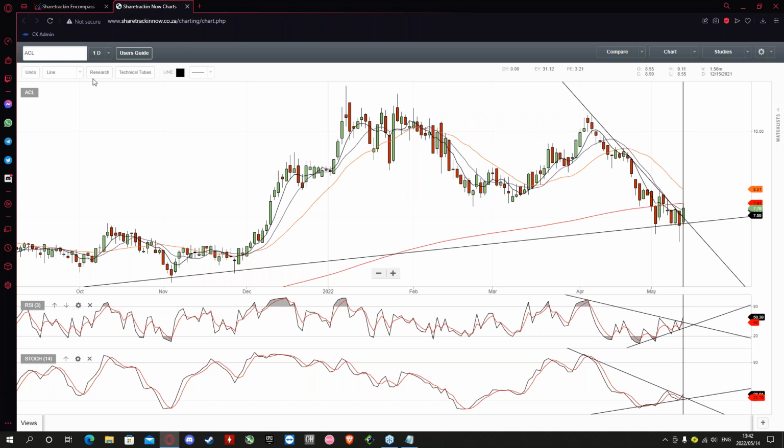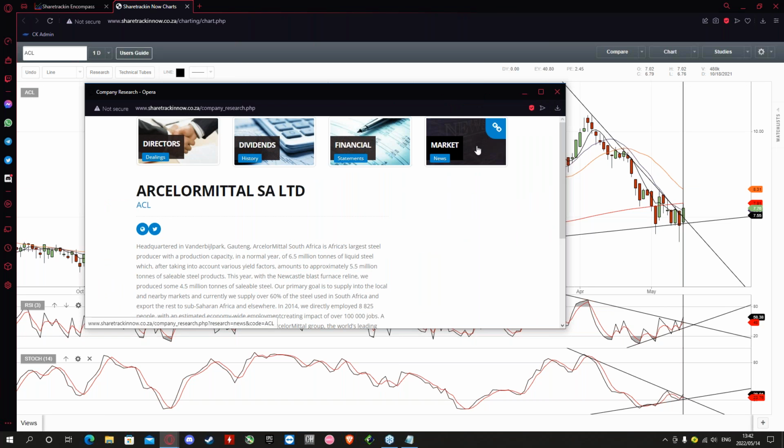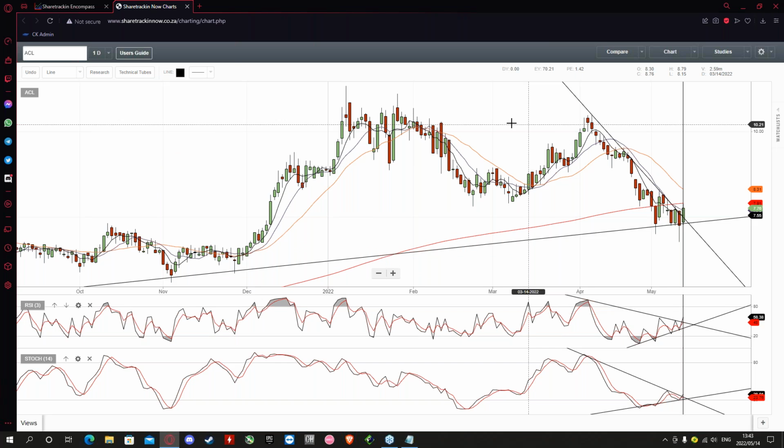Now, fundamentals, once again, you go to research. At top left-hand corner, go to research and do some research underneath market news. Go read up on the share. See what's currently happening on that share. If you don't find anything on here, you can even go to Google.